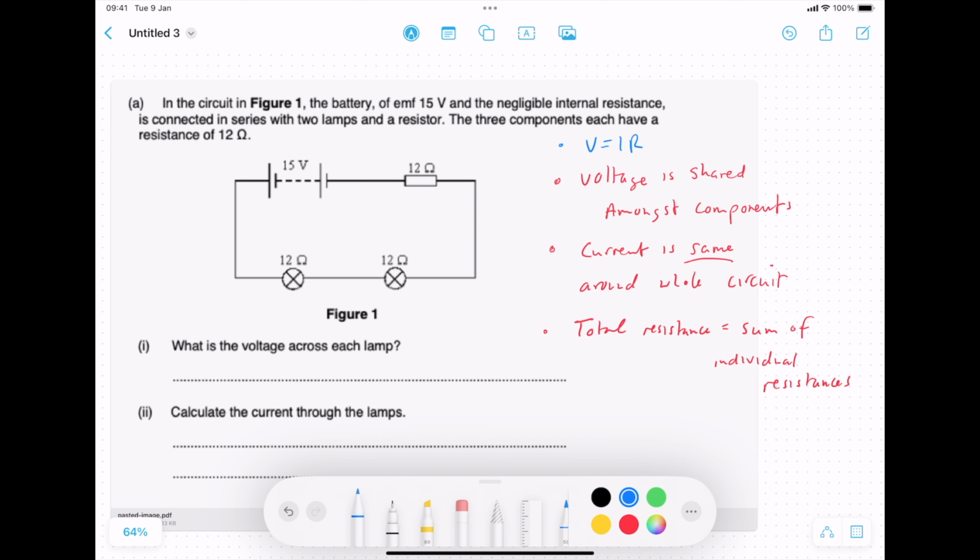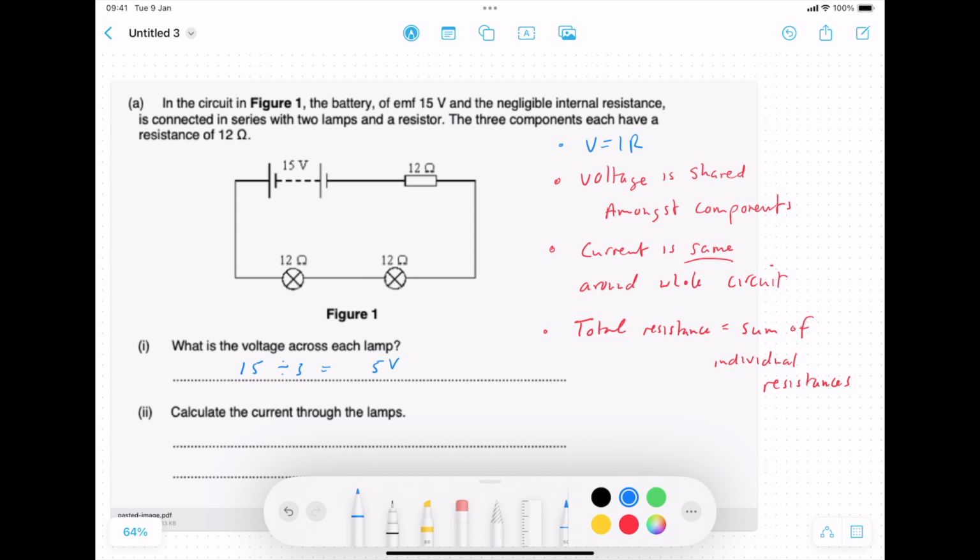Right, because each component has the same resistance and therefore has the same demand on the voltage available, the voltage will be shared equally amongst the 3 devices. Okay, so we have a total of 15 volts. So 15 divided by 3 will be 5. Each bulb gets 5 volts, as does the 12 ohm resistor.